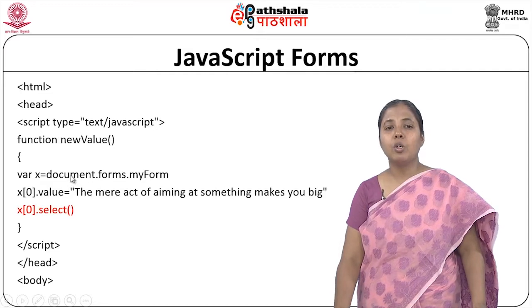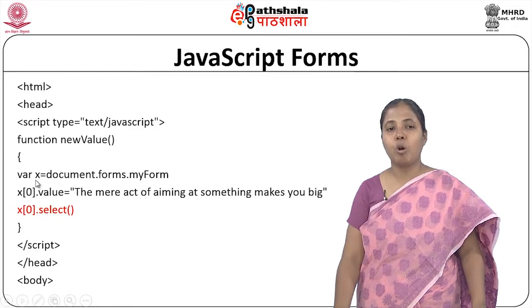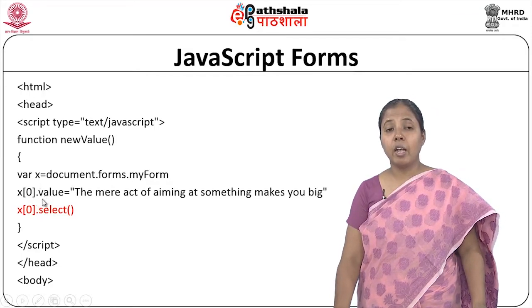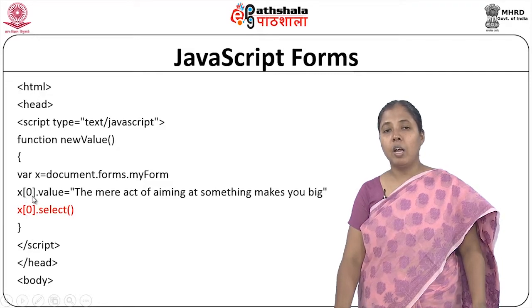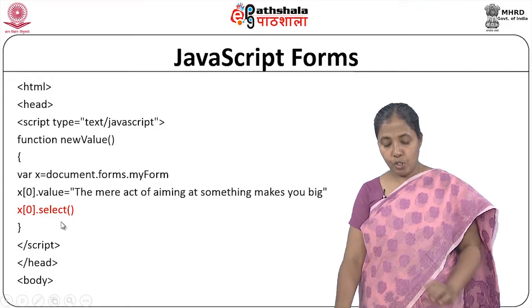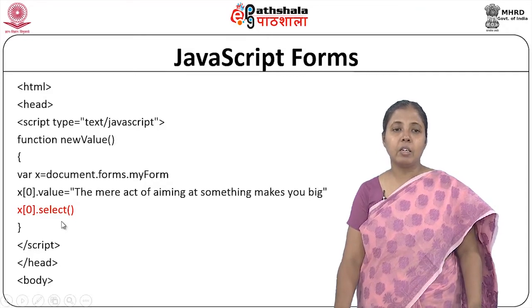We can see here document.forms.myform, we retrieve the form object, we locate the form object and we take the value of the text field, and we now change the value of it to "The mere act of aiming at something makes you big", and we make it x of 0, that is the first element in the form. x of 0 denotes the first element in the form, that is the text area which you have created in the form. So, the value has been changed and you use the method called select, which will display the text as selected text.